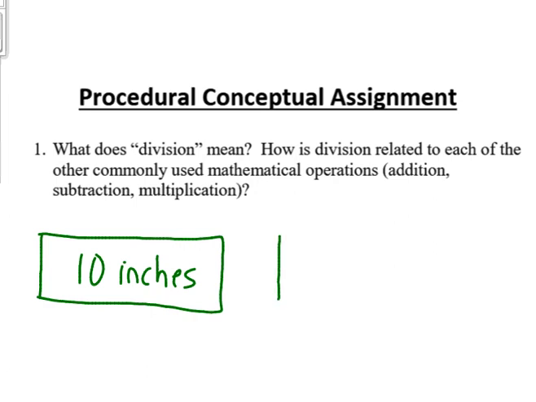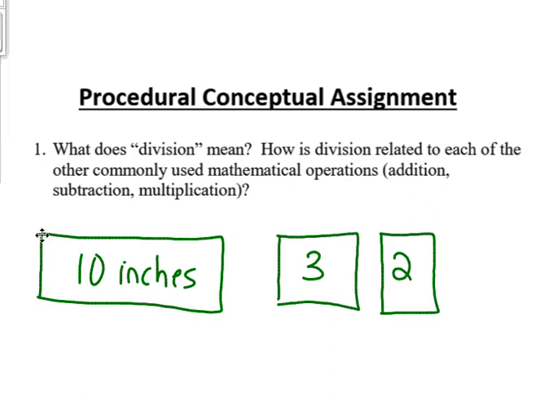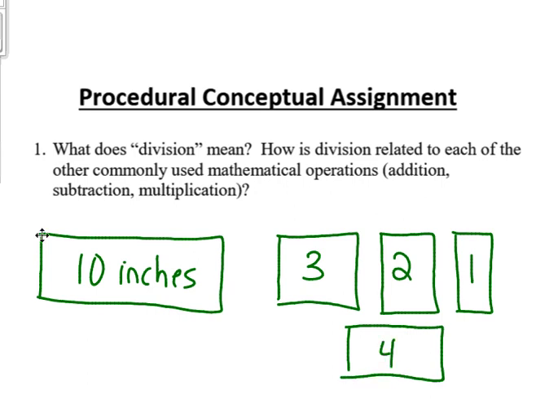And if I wanted to break that into parts, I could break it up so that we have a 3-inch piece, maybe a 2-inch piece, a 1-inch piece, and we also need a 4-inch piece. So this is division, breaking something up into parts, but when you're talking about math, we have to divide whatever we're working with into equal parts, and there's a reason for that.